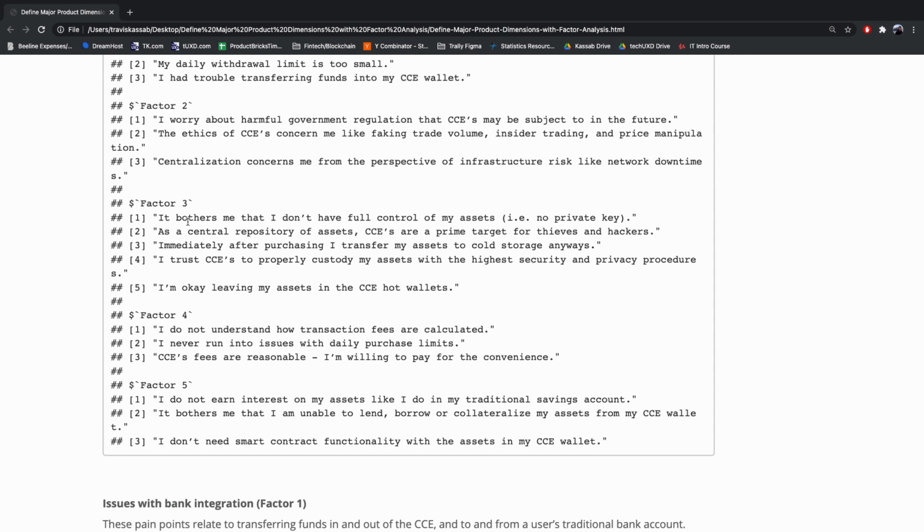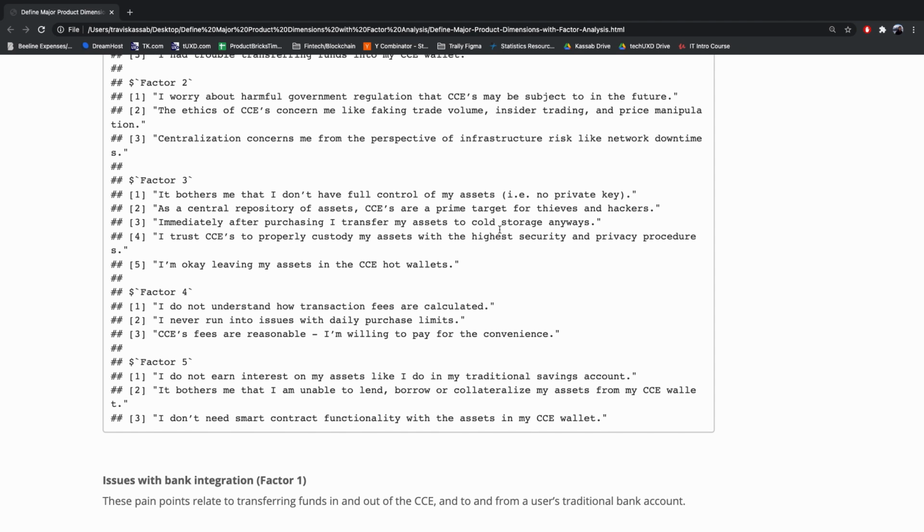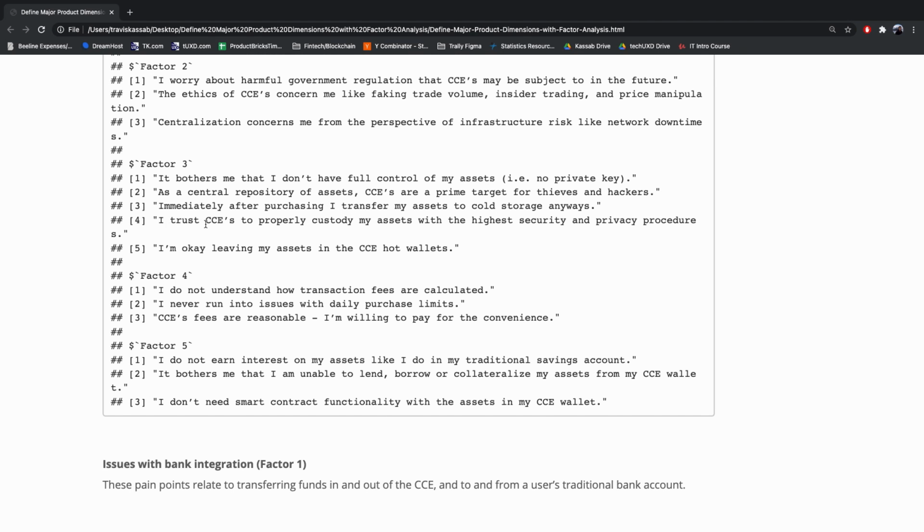Factor 3: it bothers me that I don't have full control of my assets. As a central repository of assets, CCEs are a prime target for thieves and hackers. Immediately after purchasing, I transfer my assets to cold storage anyways. I trust CCEs to properly custody my assets with high security and privacy procedures. I'm okay leaving my assets in the CCE hot wallets.